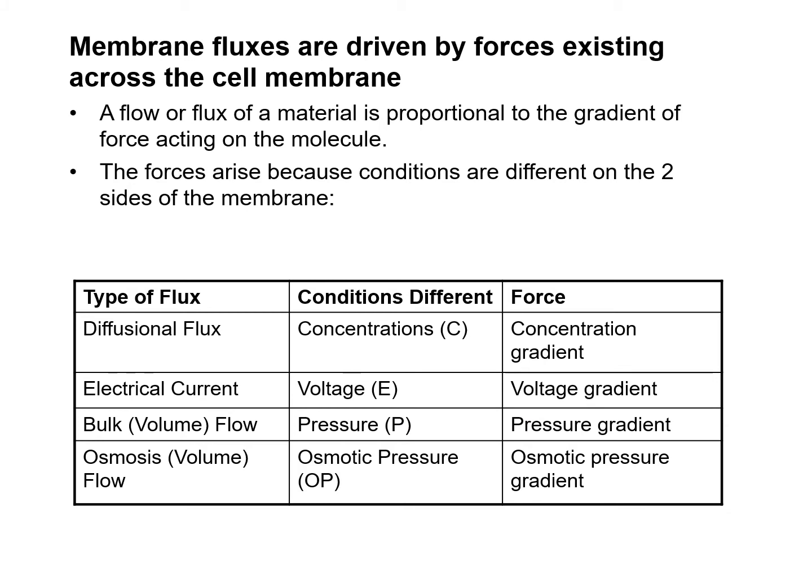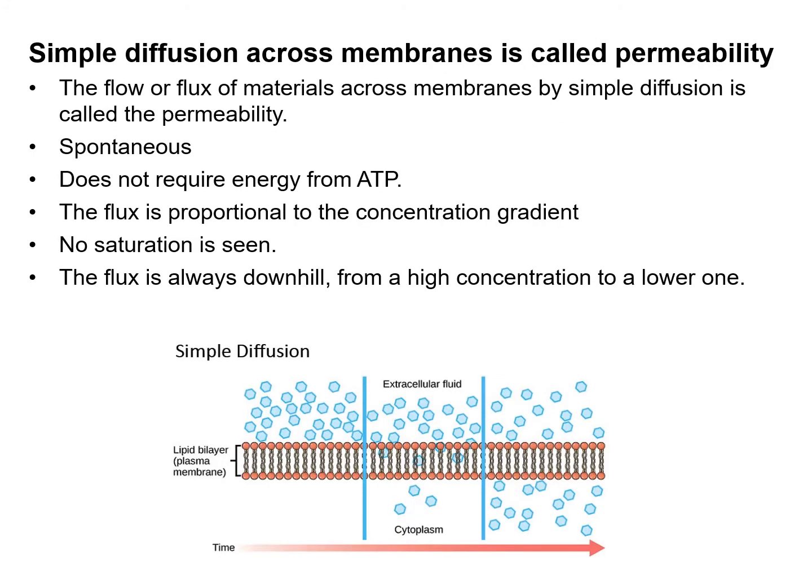And the last one is osmosis flow, also a flow in volume. It is due to the difference in osmotic pressure on 2 different sides of the membrane, and that builds up an osmotic pressure gradient to drive such flow. The flow or flux of materials across a membrane by simple diffusion is called permeability. This permeability is a spontaneous process that does not require energy input from ATP or any other sources.